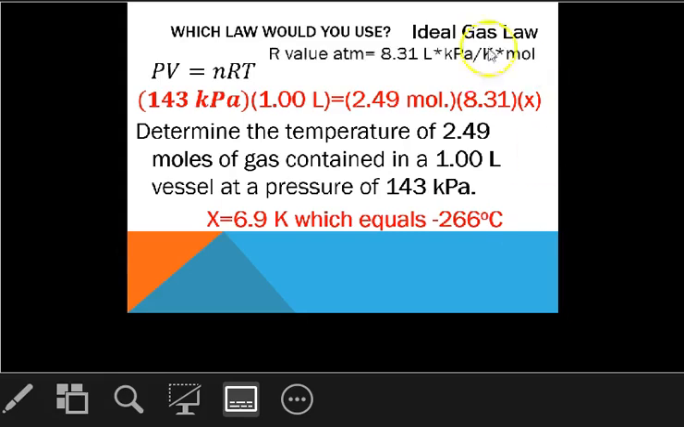Don't forget, they're going to provide you with the R value. That's not something you have to have memorized. That's where this 8.31 number came from. The only unknown that you had at PV equals nRT was the T, because the R value is provided for you at the top of the test by your periodic table.